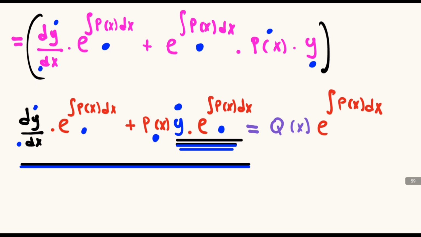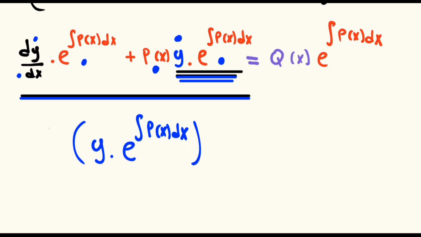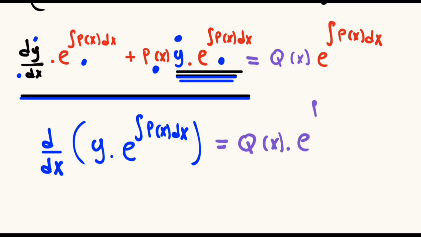I hope this makes sense. So from here we can conclude that the derivative of y multiplied by e raised to the power the integral of p of x dx, y multiplied by the integration factor, when we differentiate it, it will give us the left hand side. And we also have the right hand side as q of x multiplied by the integration factor, the e raised to the power the integral of p of x dx.